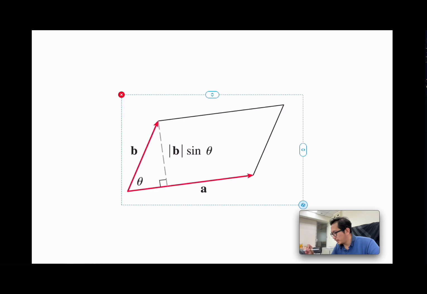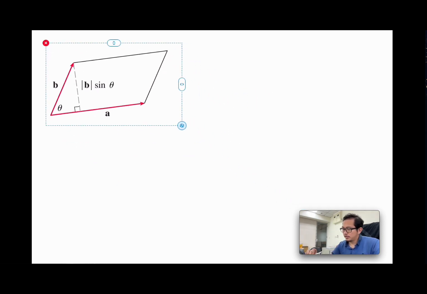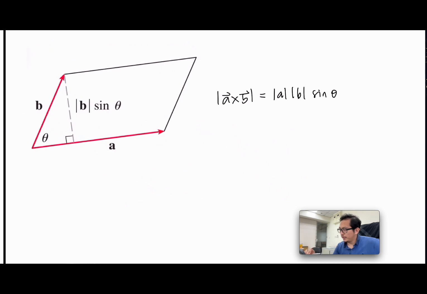The cross product can also be written by taking the length of the cross product. So cross product is basically this, right? Now if you remember, the B sine theta is the component, a scalar component of B, right? So basically the length of the cross product is equal to the area of parallelogram determined by vector A and vector B. Okay.